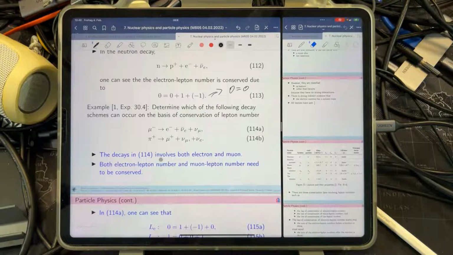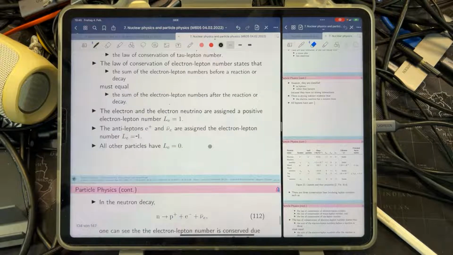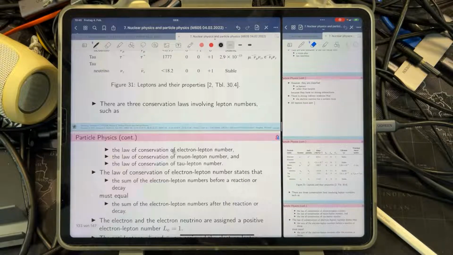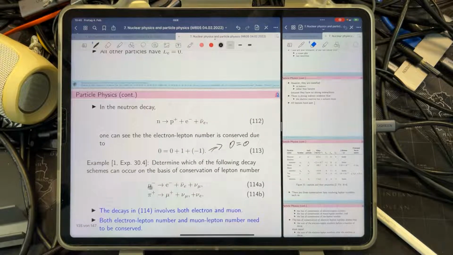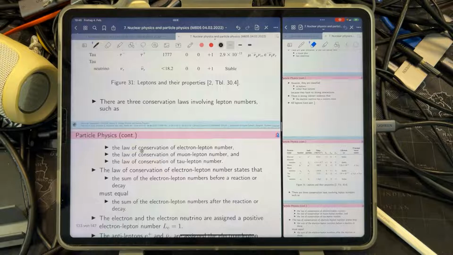Okay, the decays in 114, in both equations, have something to do with electron and muon, right? The outcomes are expressed in terms of electron and muon. So if you go back, there will be 3 conservation laws, right? For electron-lepton number, muon-lepton number, and tau-lepton number. Because we don't have tau-lepton at all in these 2 equations, we are going to use only 2 conservation laws, and those are for electron-lepton number and muon-lepton number.